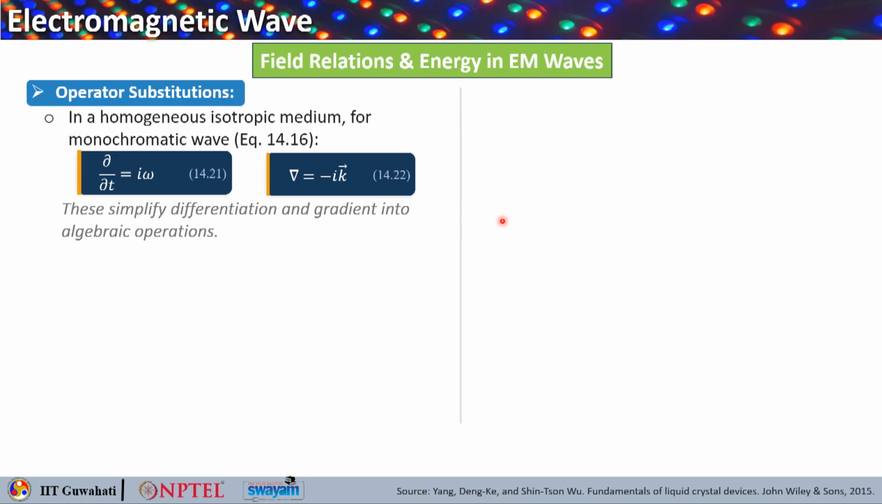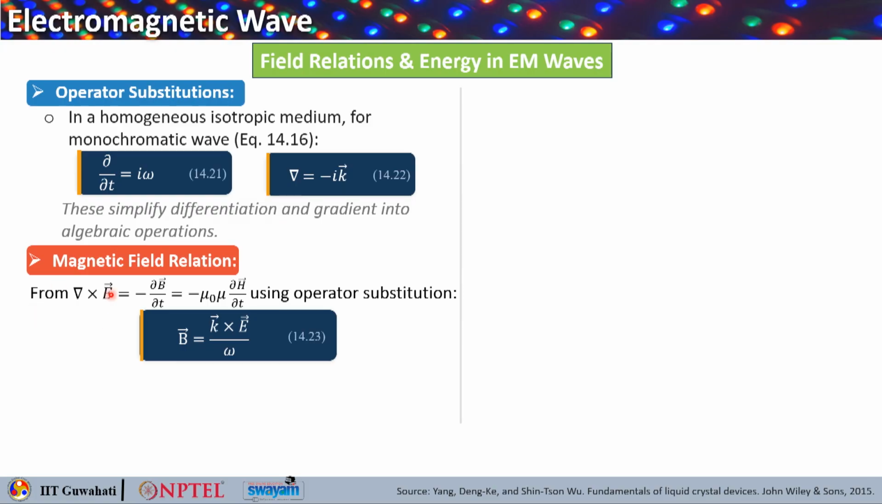So, the final comparison here is in terms of field relations and energy in EM waves. You can do some operator substitution. In a homogeneous isotropic medium for monochromatic waves, as you have seen earlier, you can put del by del t equals i omega, and del can be put as minus i k. These two will simplify the differentiation and gradient into algebraic operations. So, we are going into the frequency domain now, from the time domain to the frequency domain.